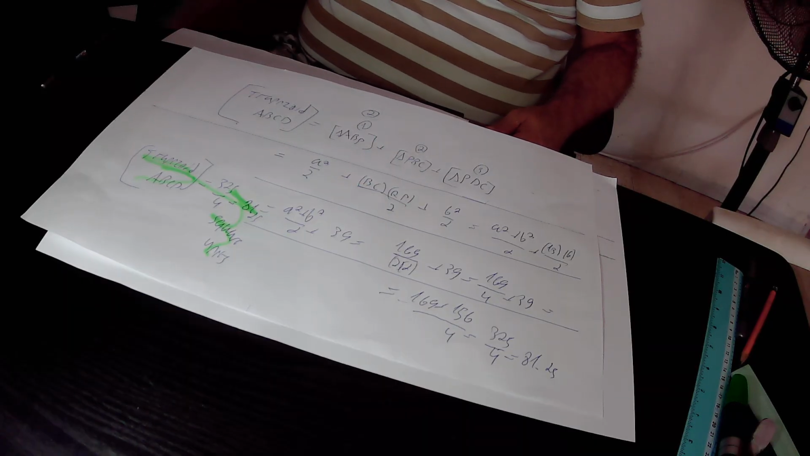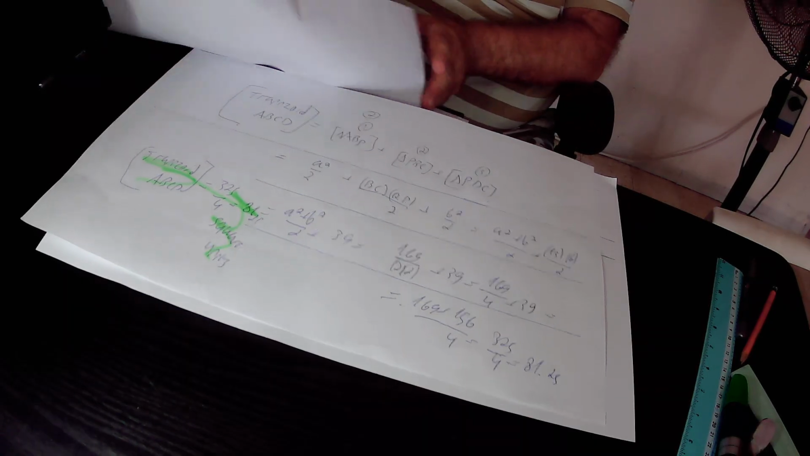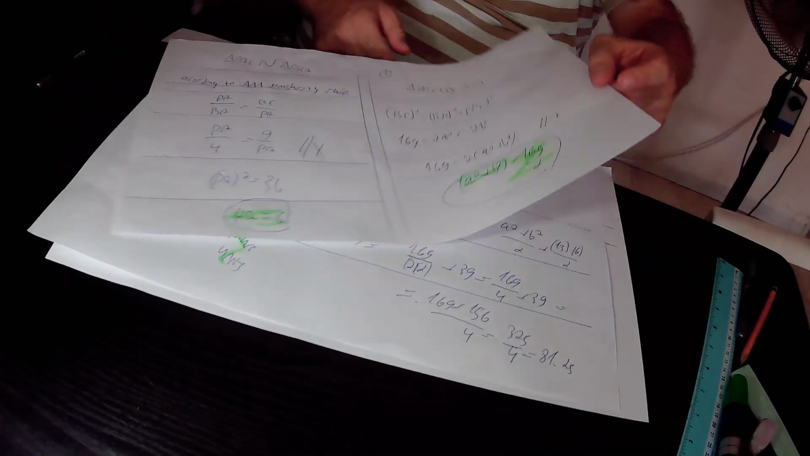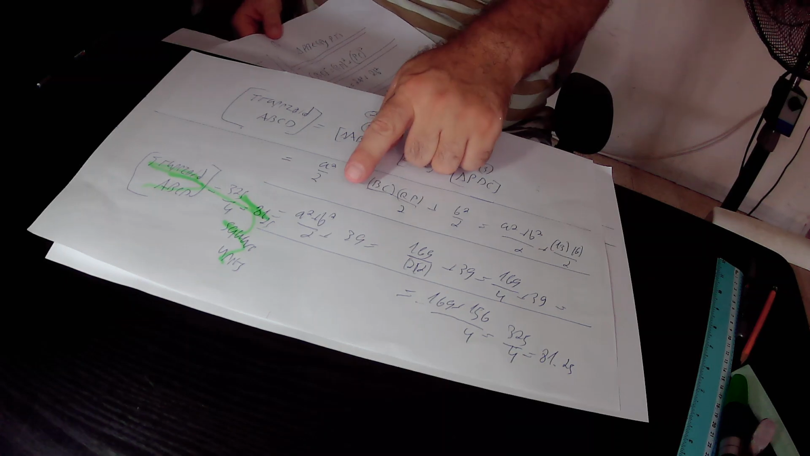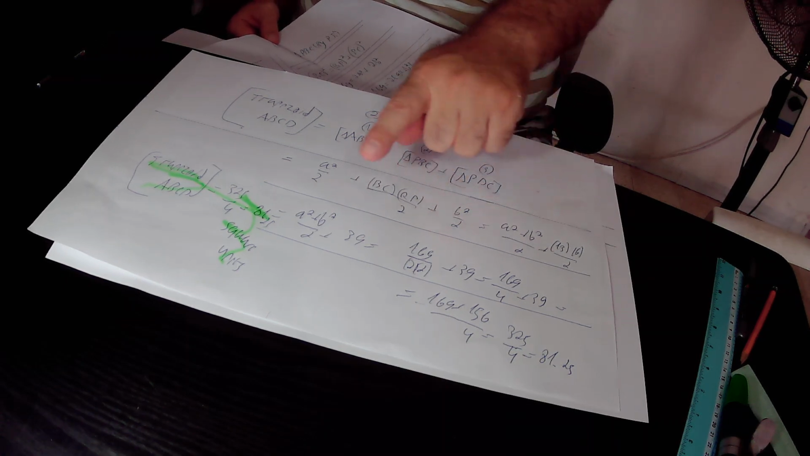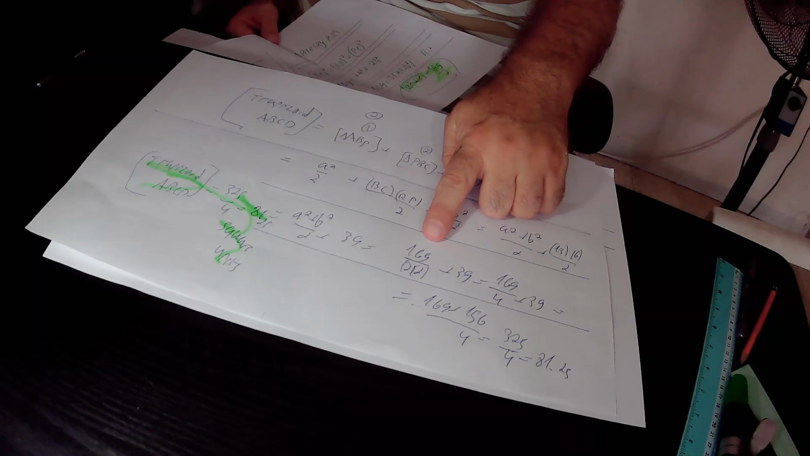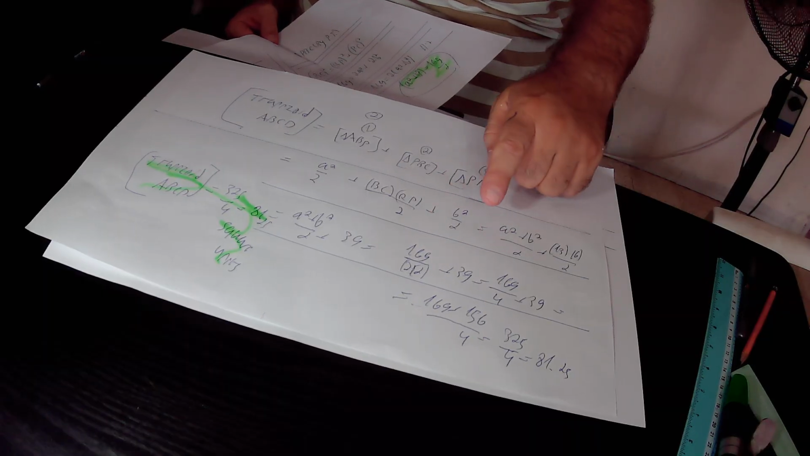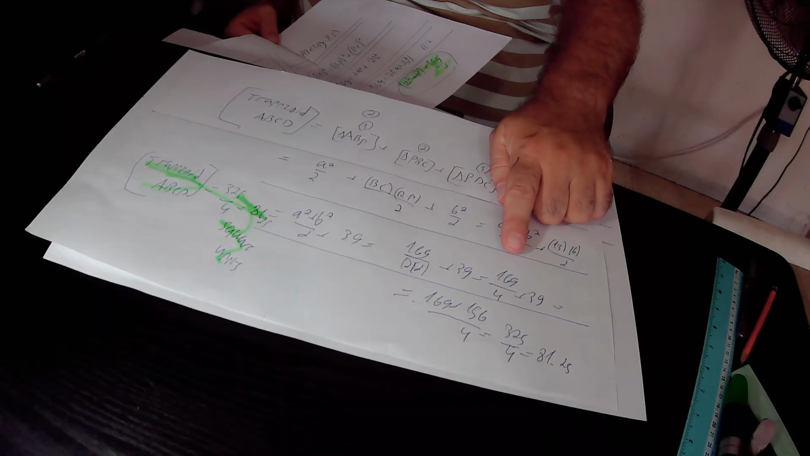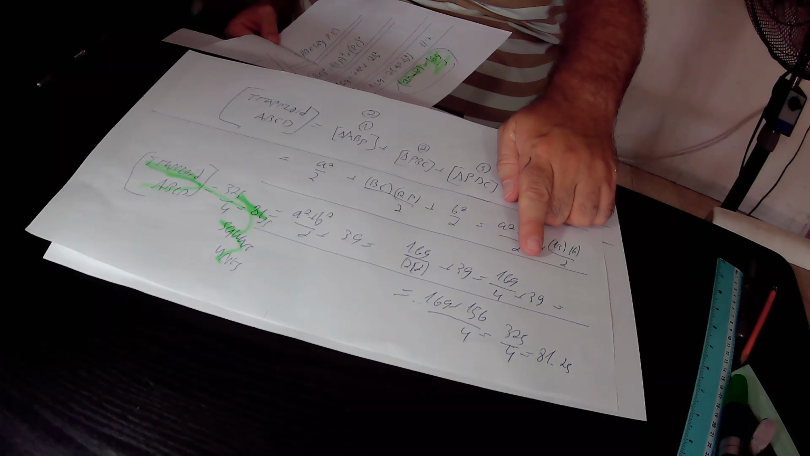But we already found out that A squared plus B squared equals 169 over 2. Therefore, we can substitute A squared plus B squared here by 169 over 2. And we have to divide it by 2 again. So it is 169 over 2 times 2, plus 39. 2 times 2 is 4. So it is 169 over 4 plus 39.